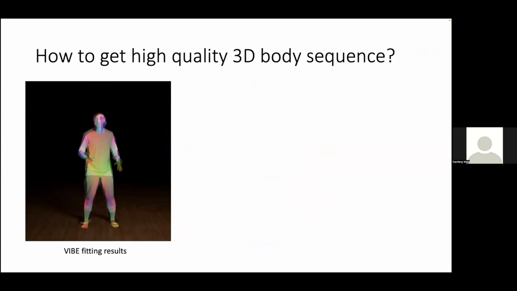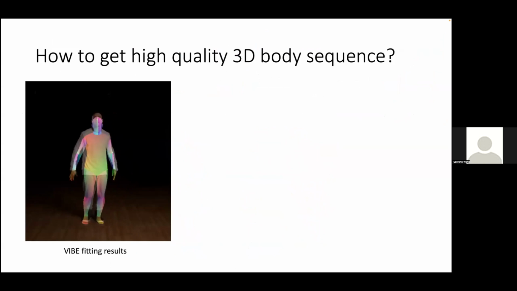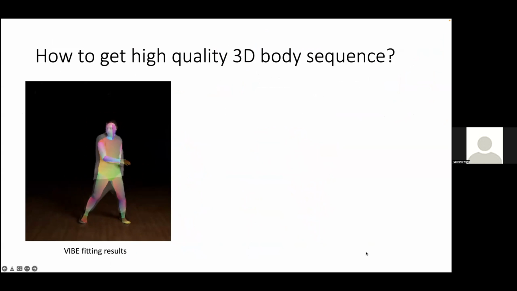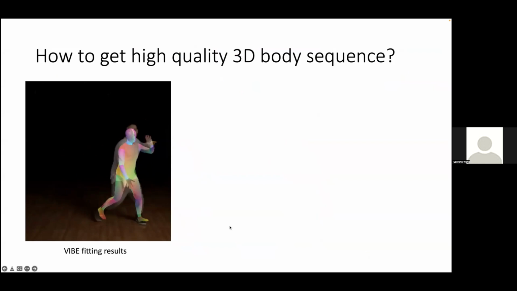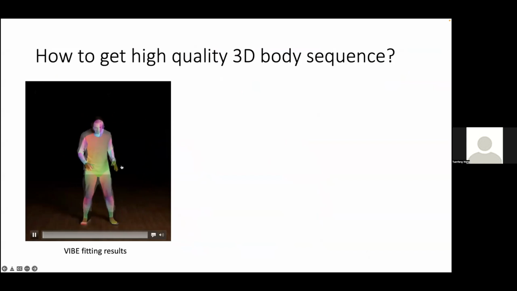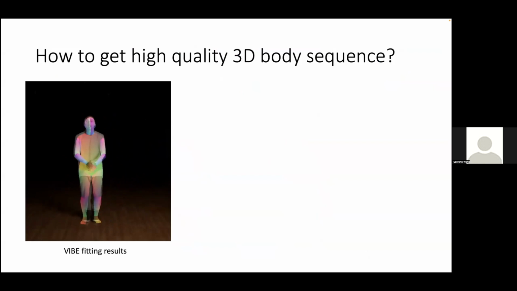One question to ask here is how we can get a high quality 3D body sequence. As you can see here, for the given video sequence, if we just run some state-of-the-art method, the result is not great. The boundary is slightly off, the face is not perfectly aligned, and of course the detected character is also jittery.